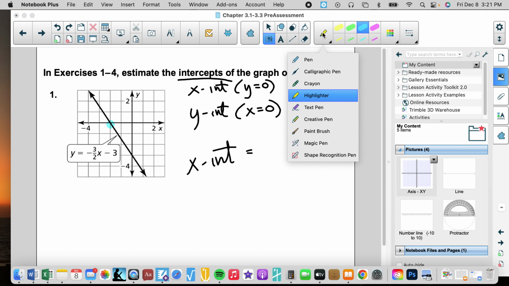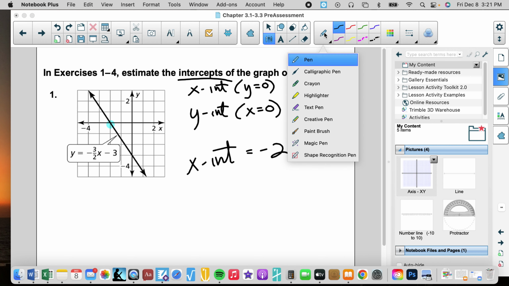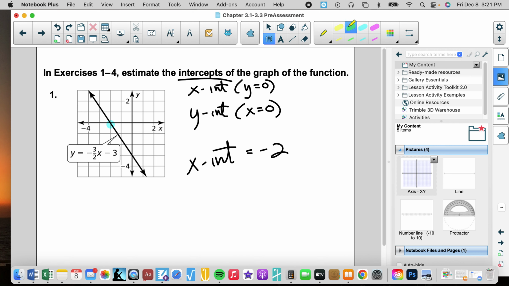So my x-intercept is going to be my x value along the x-axis. So that I'm going to look at my increments. That is negative 2. Now when I go look for my y-intercept, I'm going to go along the y-axis and see where the line crosses over. And what y value is that? That y value is going to be negative 3. So those are my two intercepts.